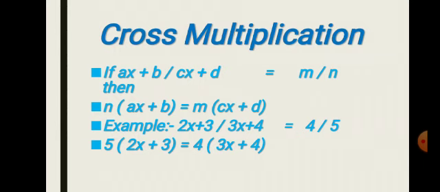For example, I am giving you one example. 2x plus 3 upon 3x plus 4 is equal to 4 upon 5. So 5 multiplied by 2x plus 3 is equal to 4 multiplied by 3x plus 4. Now when we solve it, 5 is multiplied with the whole bracket. It means first 5 is multiplied by 2x and then 5 is multiplied by 3, and 4 is multiplied with the whole bracket, first 4 by 3x, then 4 by 4. Then we will get the equation and find the value of the variable, that is x.